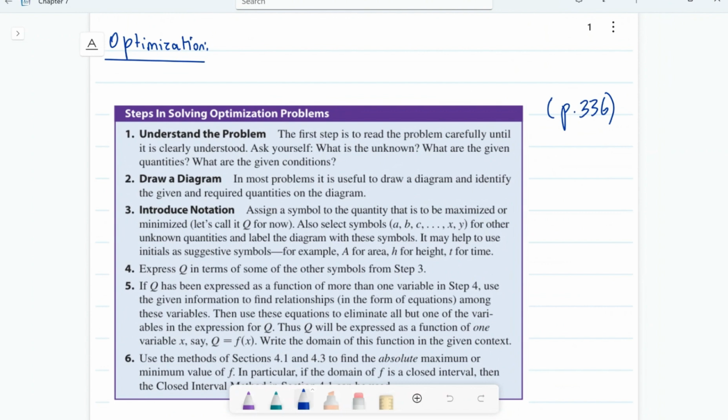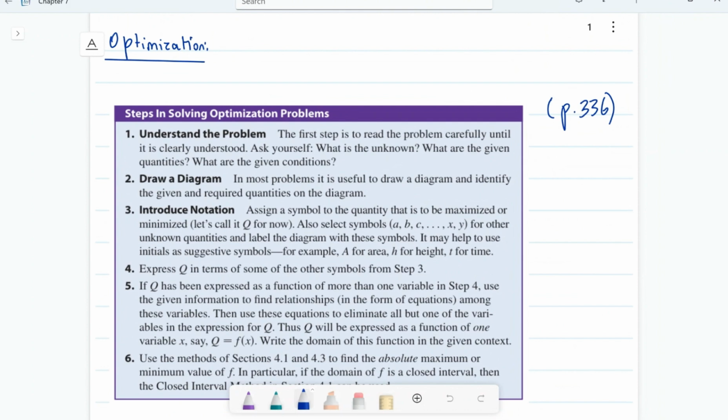And at the end of this chapter, so at the end of chapter 7, I will be giving you a list of some common volumes for you to know. So these 6 steps are 6 steps found in your book, which are just a few strategies, or maybe a few steps for you to follow in order to solve these problems in an organized way.